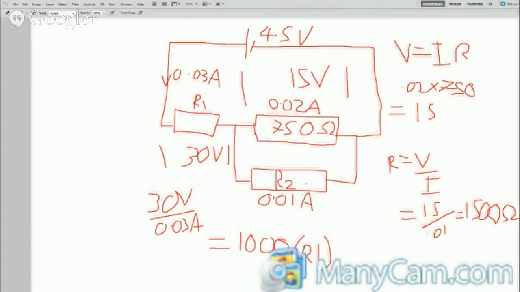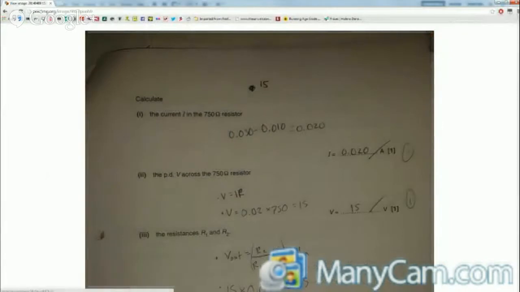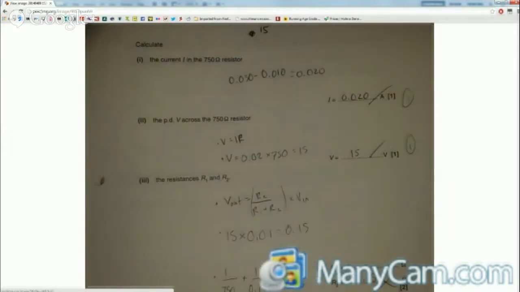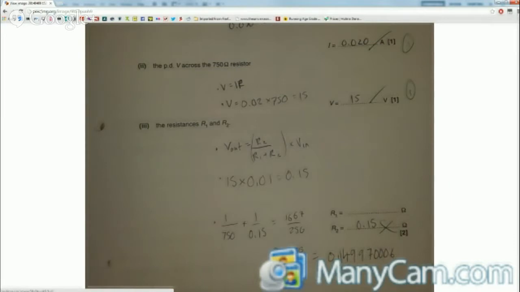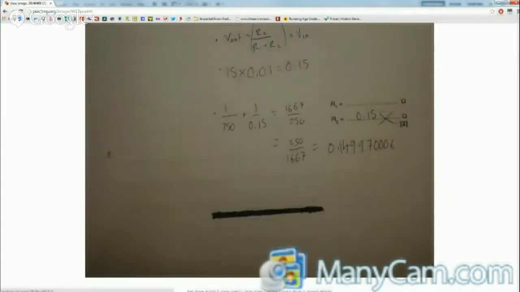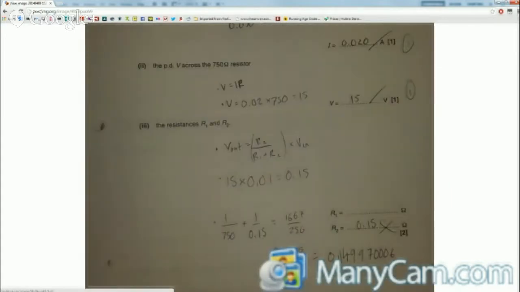Oh, sorry, I missed that second link. Let me pull that up. Calculate the current I in the 750 resistor, which we just did. Therefore, find the voltage, which we just did. Therefore, find the resistances R1 and R2, which we just did. So there you go.